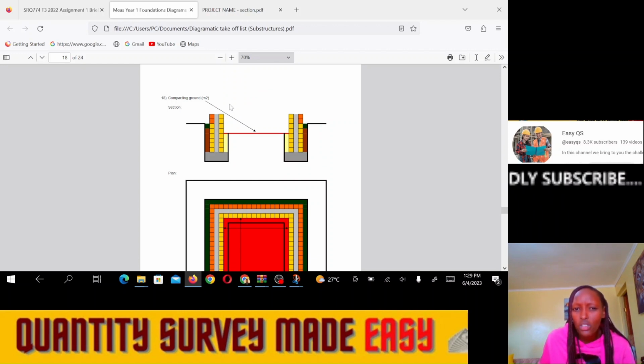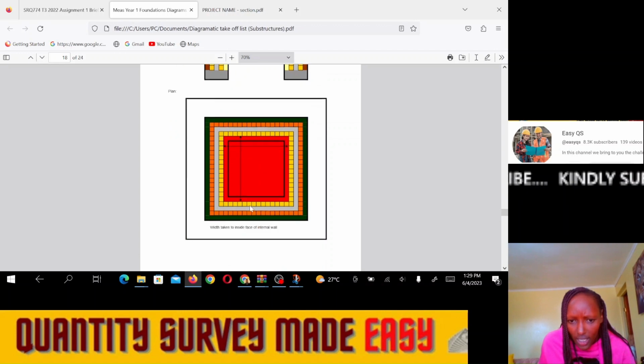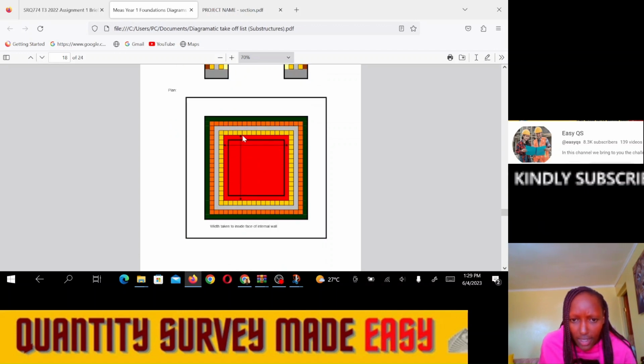Okay, so we shall go to compacting ground. Compacting the ground is usually measured in meters squared. So when we are compacting the ground, we shall compact up to where we meet the wall. All right, this red part shows the width of compacting. Then you see we are shown here in this drawing the full extent.